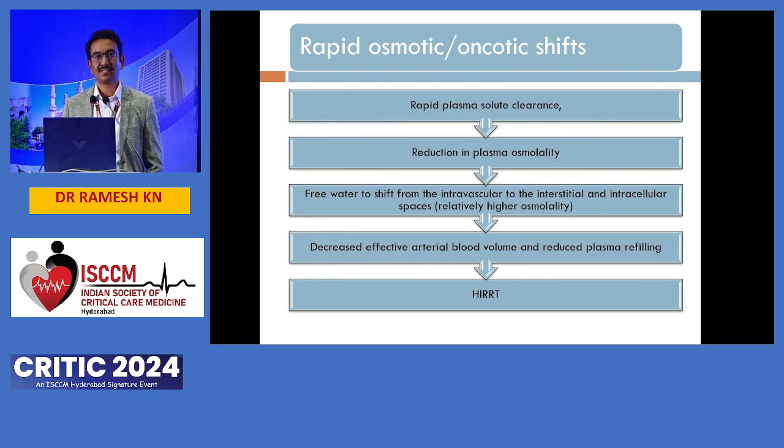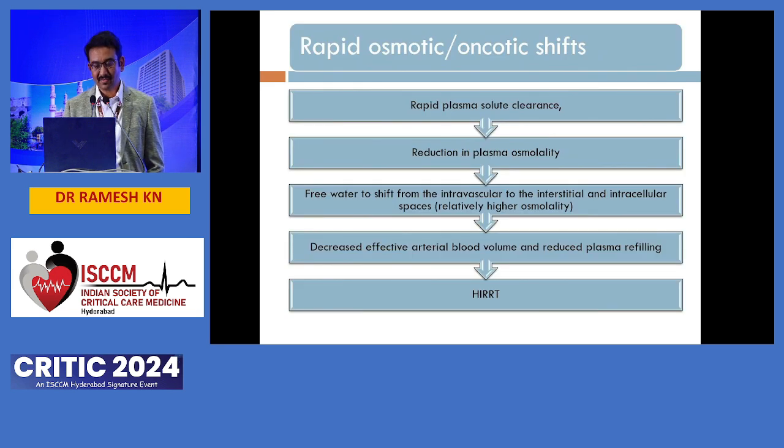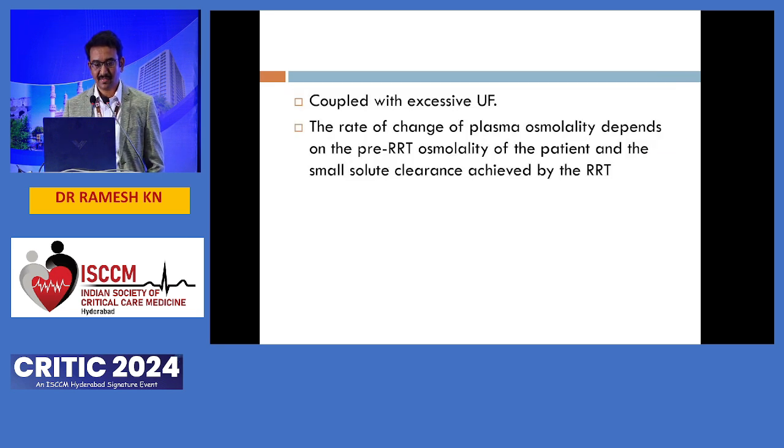If the patient's serum osmolality is high because of urea or glucose, then during dialysis there will be a rapid shift from solute clearance. When there is solute clearance, the osmolality of the blood will come down. With the low osmolality of blood compared to the relatively hyperosmolar interstitium and intracellular compartment, fluid shifts from the intravascular space into the interstitium, causing intravascular depletion. This is opposite to what we discussed about the ultrafiltration rate.